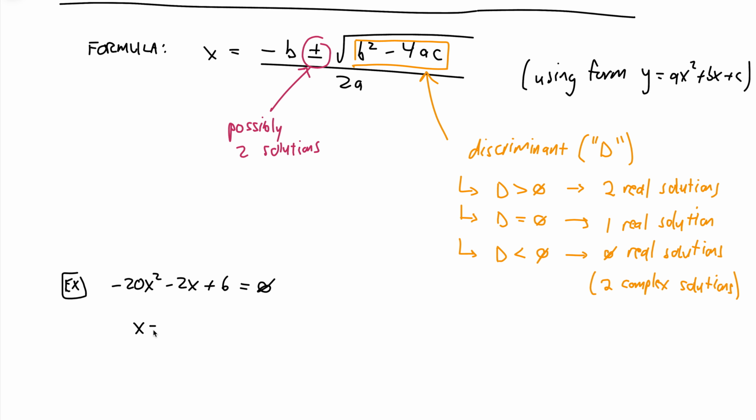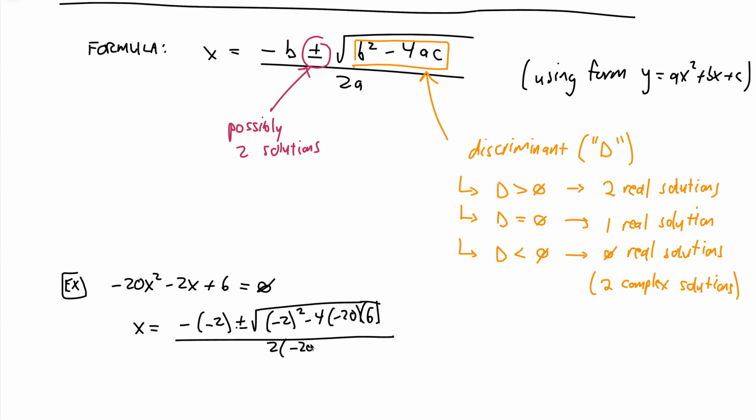So the x values that would satisfy this would be negative b, so negative 2, plus or minus the square root of b squared, negative 2 squared, minus 4a, negative 20, sorry, and c, which is 6, all over 2a, 2 times negative 20. So literally just taking our a, b, and c values, plugging them directly in here, and getting the output, right?